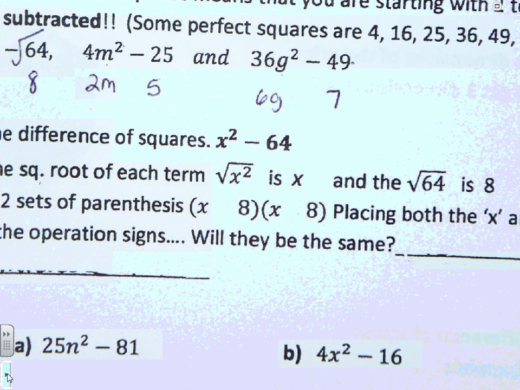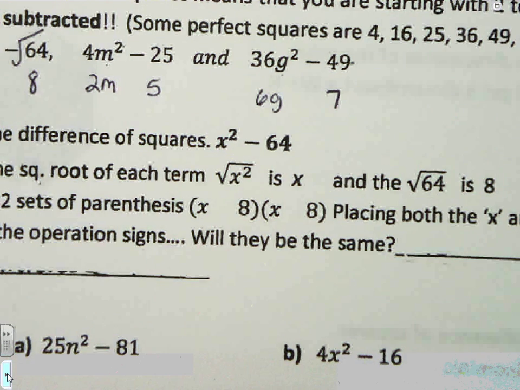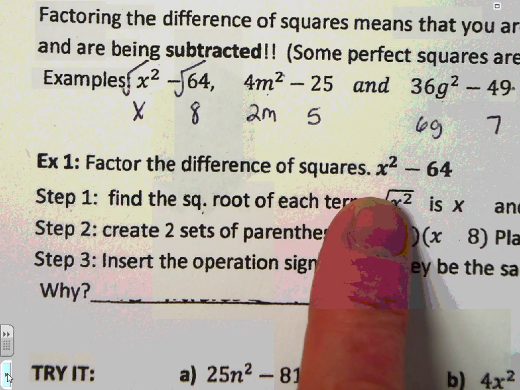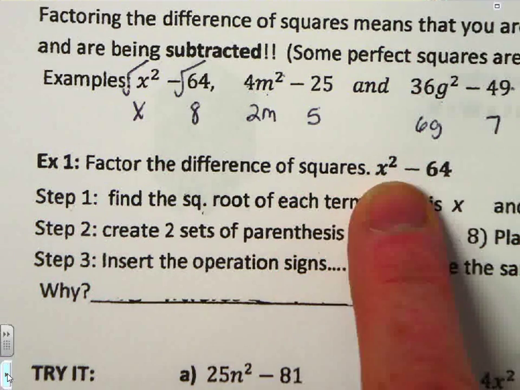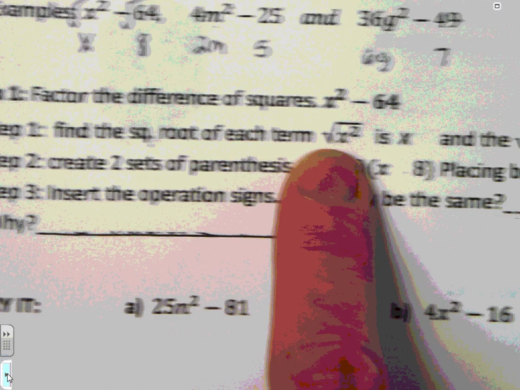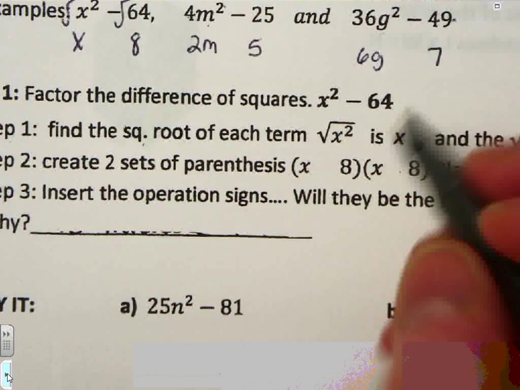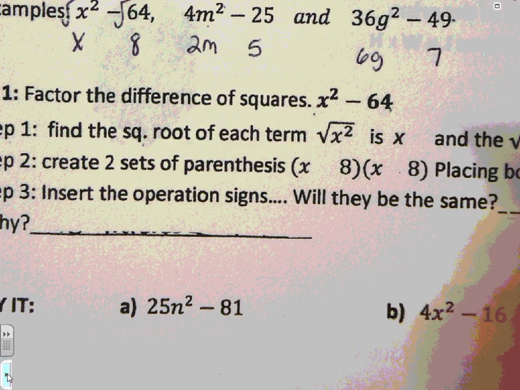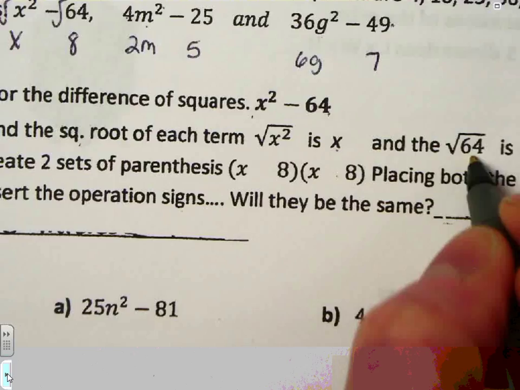So know that you're going to be looking for the square roots, and if you don't know what they are, use that square root button. So let's work this now. It says, factor the difference of squares. If you were given the problem x squared minus 64, step 1, find the square root of each term. The square root of x squared is x. The square root of 64 is 8. You're good with that, right?